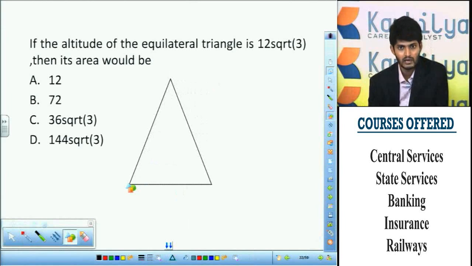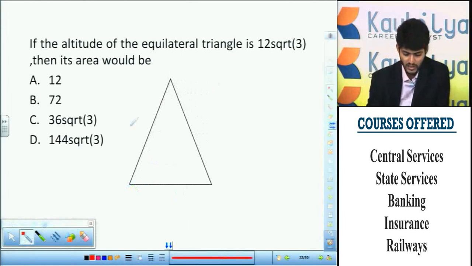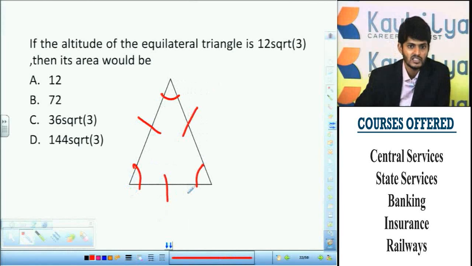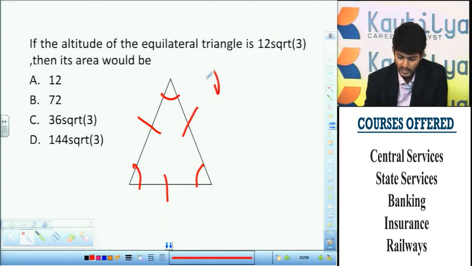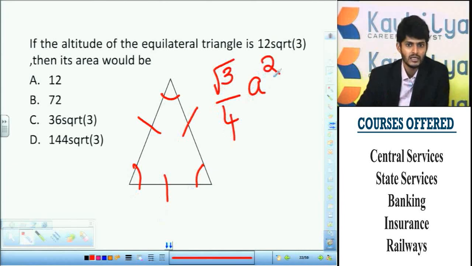In an equilateral triangle, the most basic important thing is, all three sides are equal, and correspondingly all three angles will also be equal, which is 60, 60, 60. Suppose I want to find the area of an equilateral triangle, the formula for the area of an equilateral triangle is root 3 by 4 a square. A means the side. It can be 2, or it can be 3, or it can be 4. This is the area, which is delta.